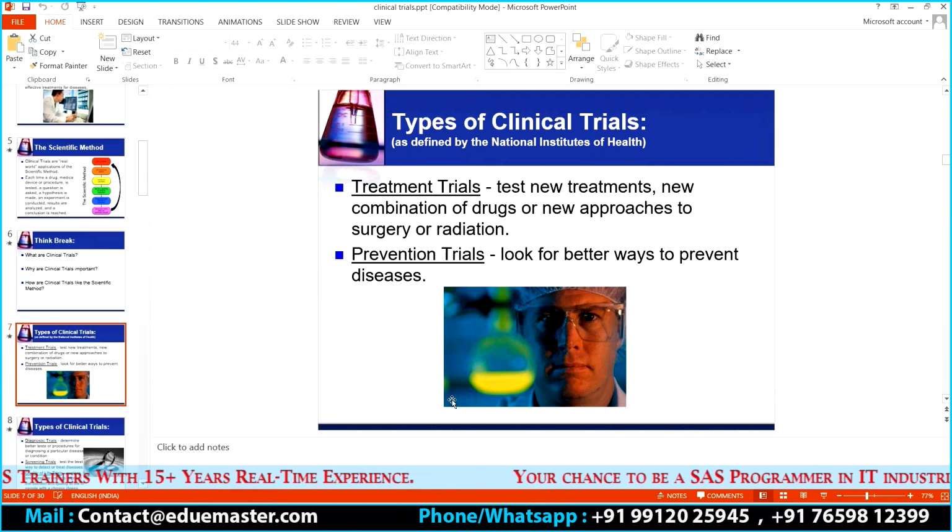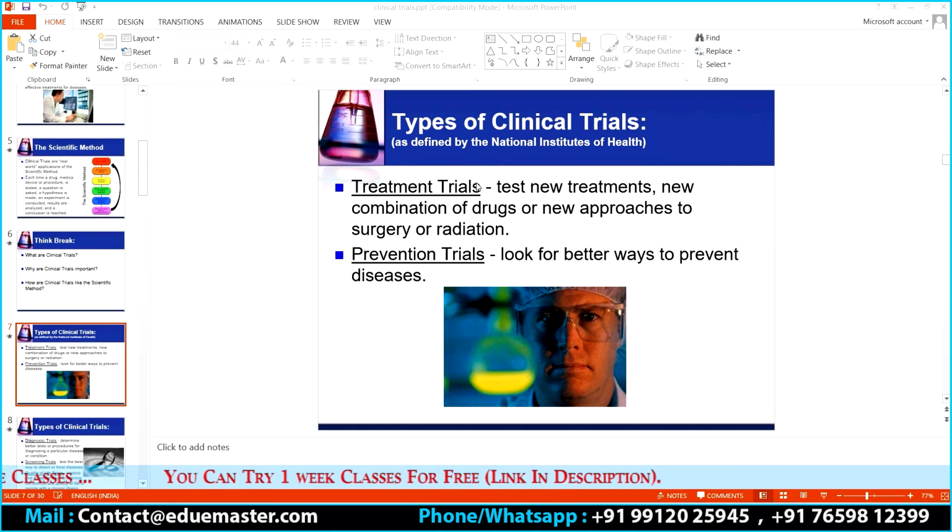The National Institutes of Health define that there are two types of clinical trials. The number one is going to be, there are not two types, so sorry about it. There are a few more. So first we start with the first one, which is nothing but treatment trials. Treatment trials are all about testing a new treatment, testing a combination of different drugs, or testing a new approach to surgery or radiation.